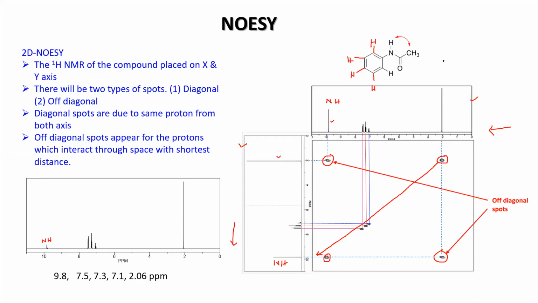Yes, sir. For 7.5, which proton is it? 7.5 is the closest one, the more electron withdrawing one. So you have the amide, so you have this ortho proton. This is 7.5. These two are 7.5. Then you have 7.3, then 7.1. And this NH is around 9.8 and methyl is 2. Is it clear?